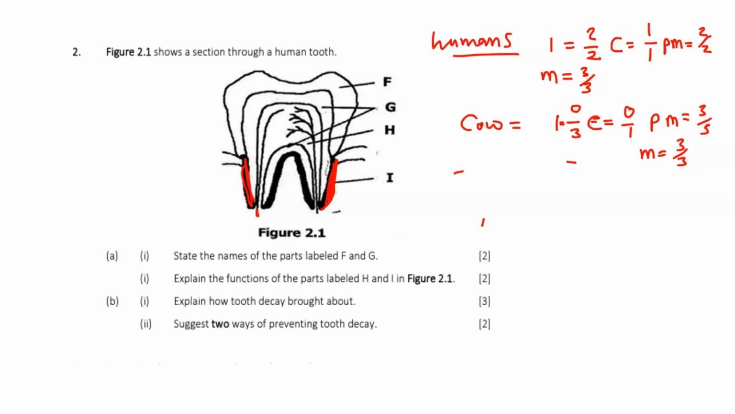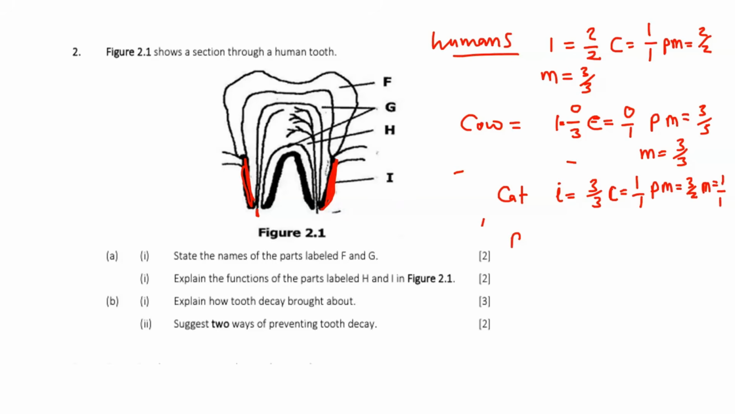What about for a cat? A cat, I is 3/3. Then C is 1/1. For premolar, PM is 3/2. Then for molar is 1/1. So these you need to master them.